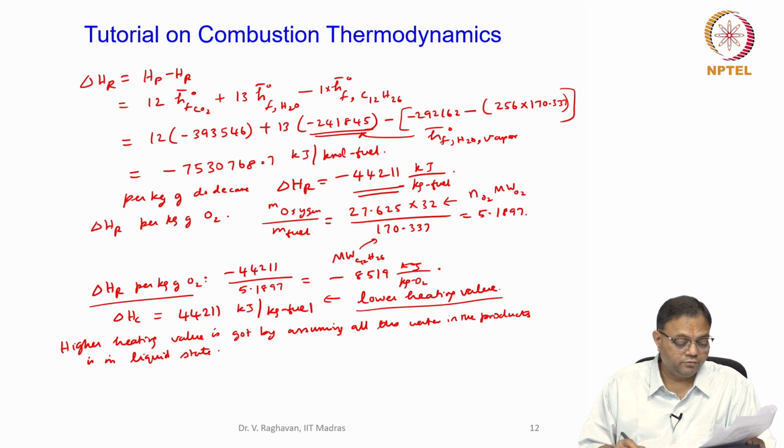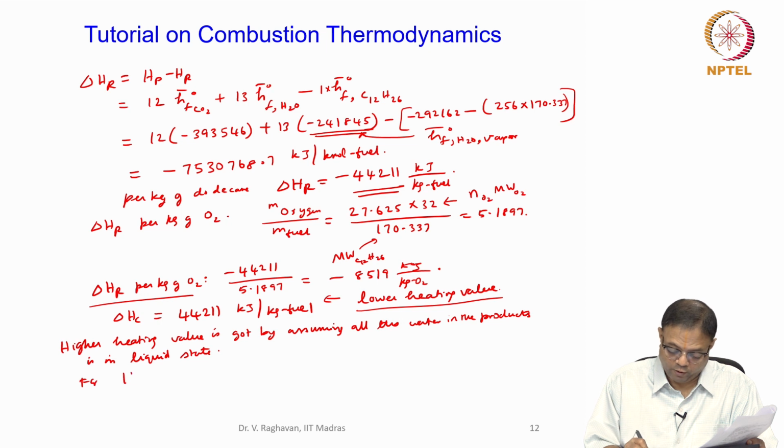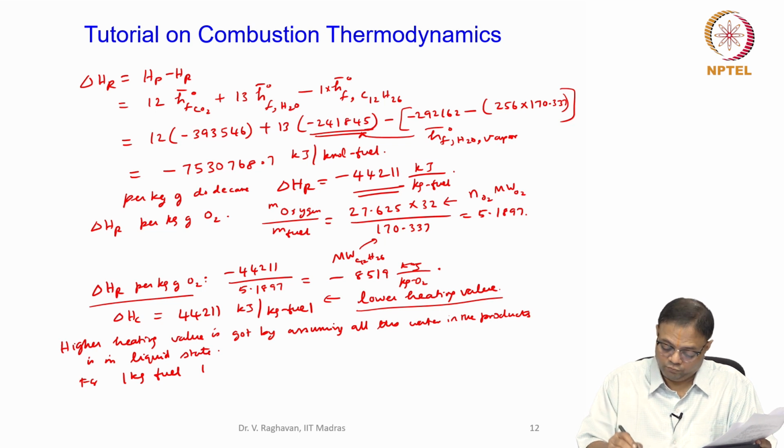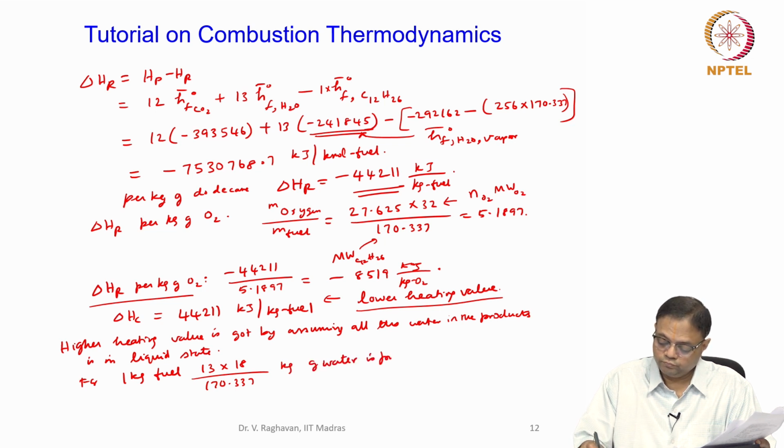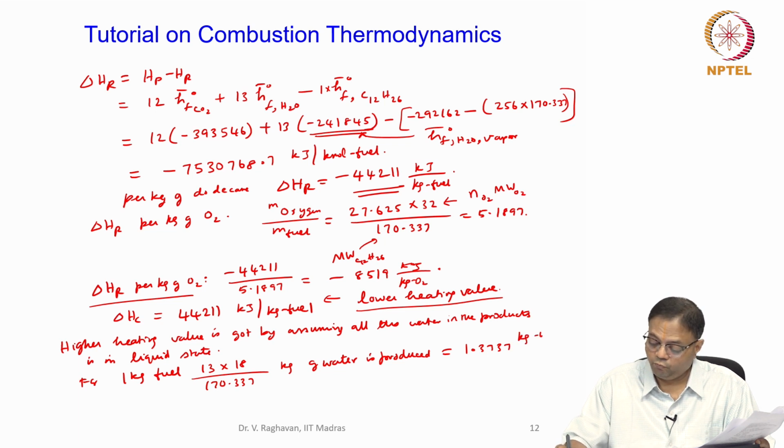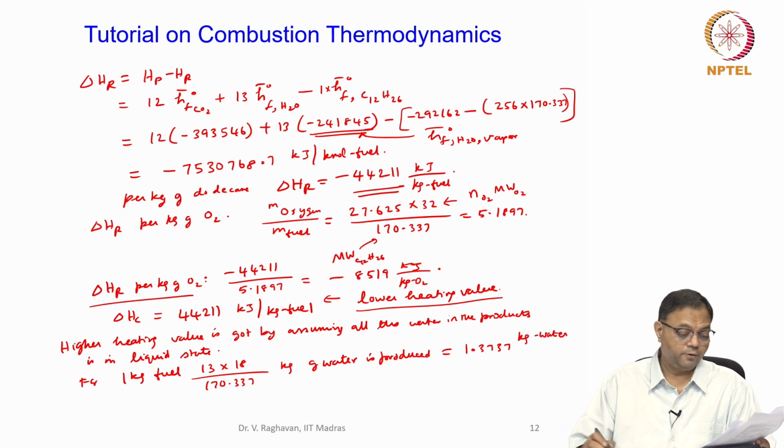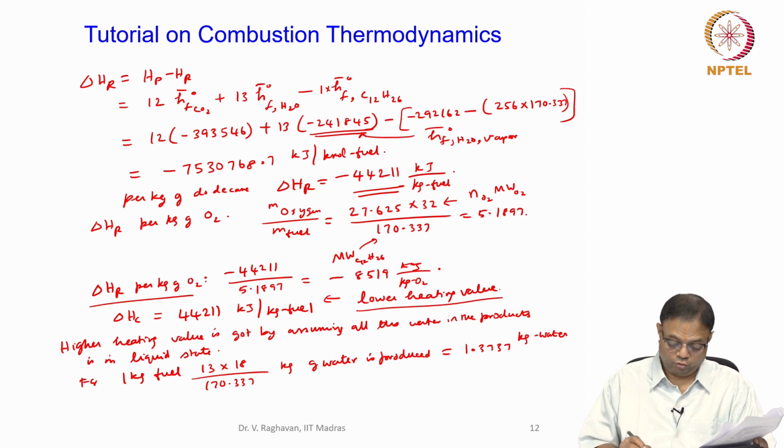Okay, so that means here, for 1 kg fuel, 13 kilomoles into molecular weight 18, divided by 170.337 kg of water is produced, which is equal to 1.3737 kg of water produced.